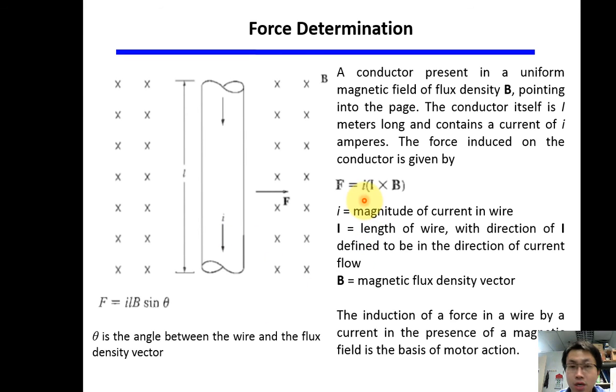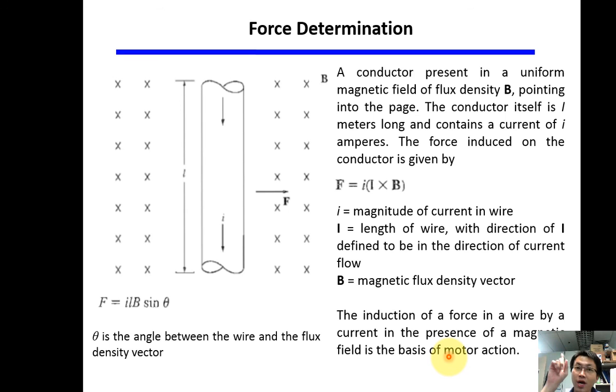So we put it into an equation. Actually, F is a vector because it has a direction, going to the right side. It equals I, the current, times the direction of the conductor L, cross B, the direction of the magnetic flux density. The induction of a force in a wire by a current in the presence of a magnetic field is the basis of motor action. Right? When there's a magnetic flux density and when there's a current, then we will have a force.